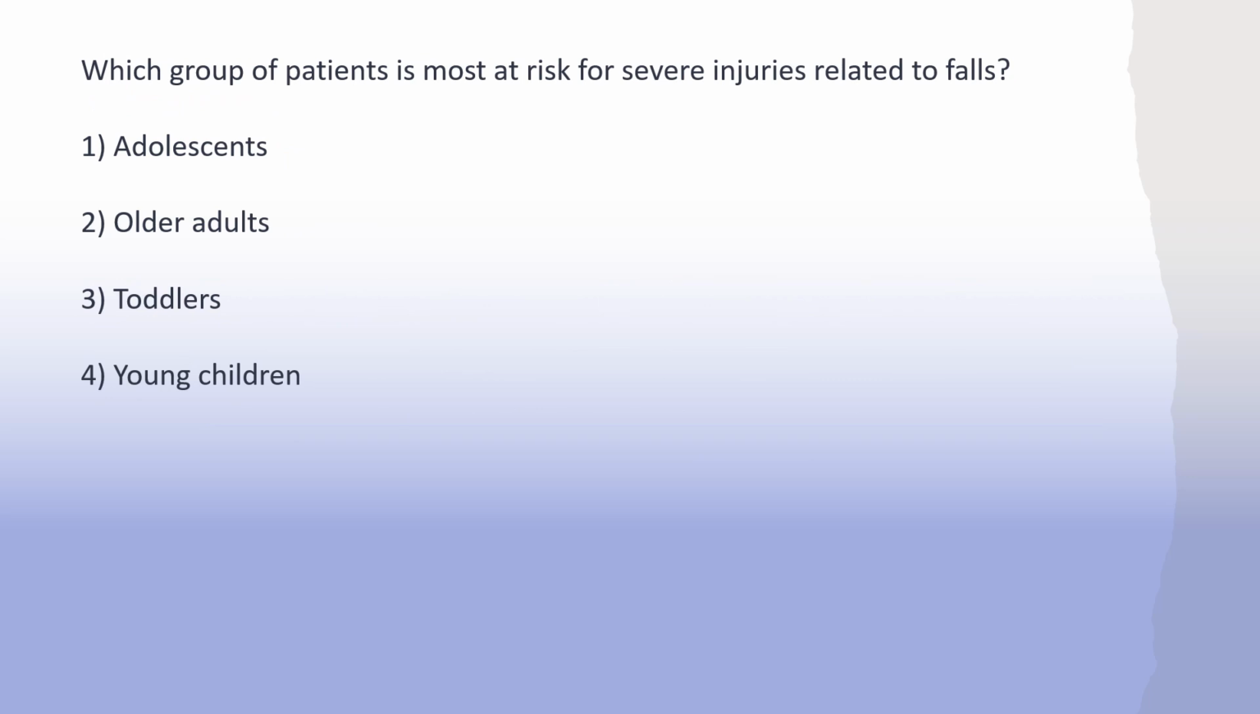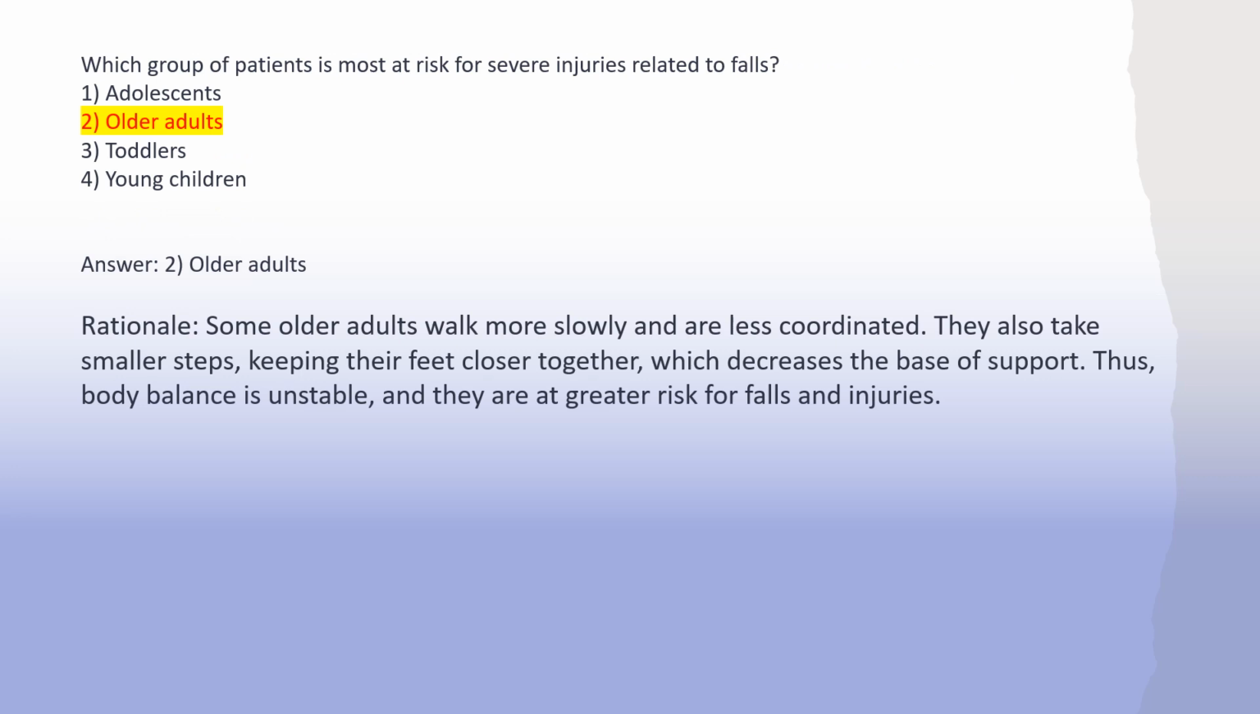Which group of patients is most at risk for severe injuries related to falls? 1. Adolescents. 2. Older adults. 3. Toddlers. 4. Young children. Answer 2. Older adults. Rationale. Some older adults walk more slowly and are less coordinated. They also take smaller steps, keeping their feet closer together, which decreases the base of support. Thus, body balance is unstable, and they are at greater risk for falls and injuries.